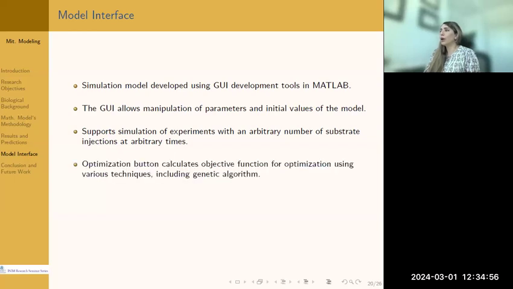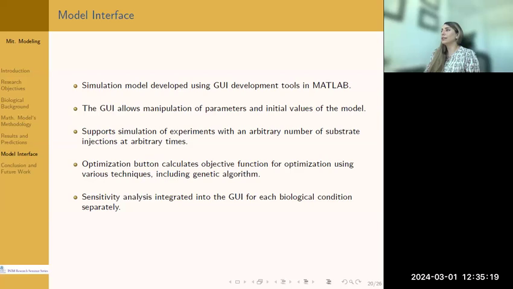An optimization button is included in the GUI, which calculates the objective function for optimization using various techniques, including the genetic algorithm. This feature allows users to refine and optimize the model parameters to better fit experimental data.